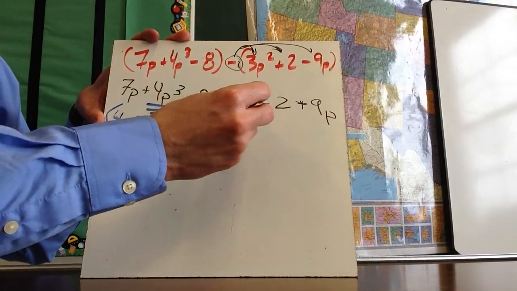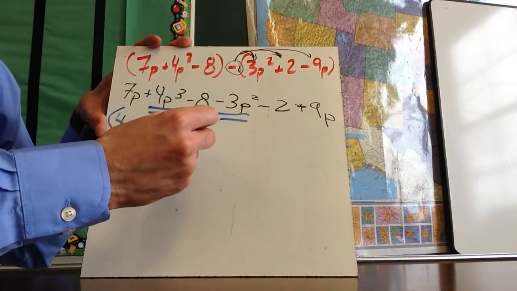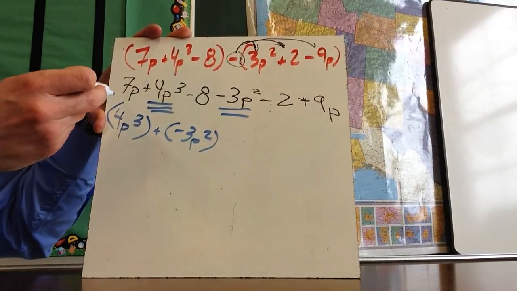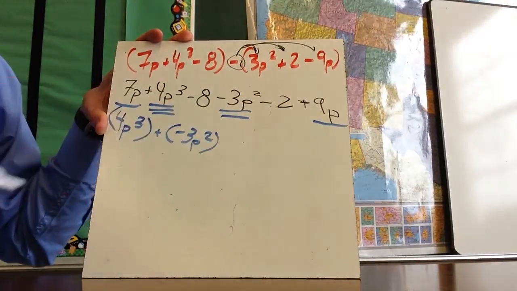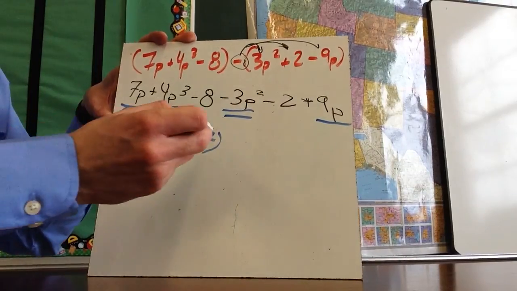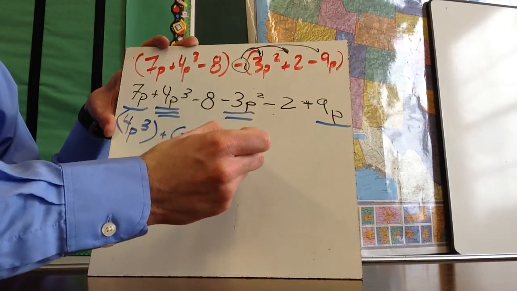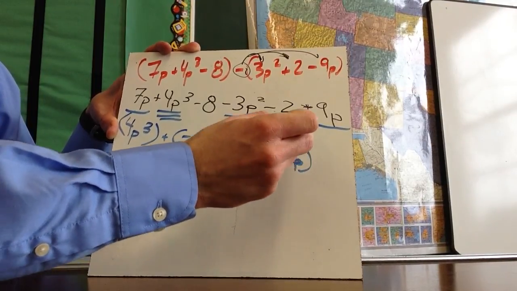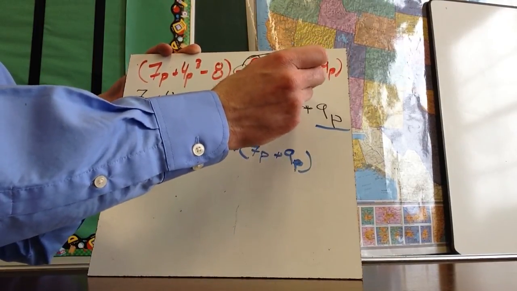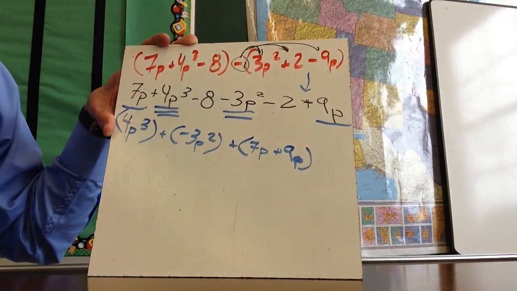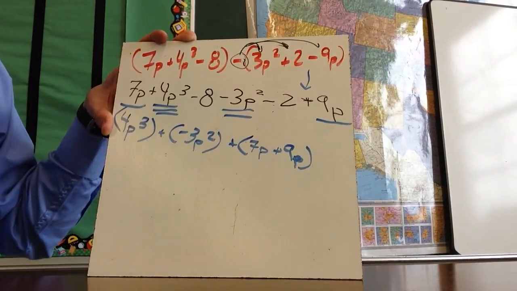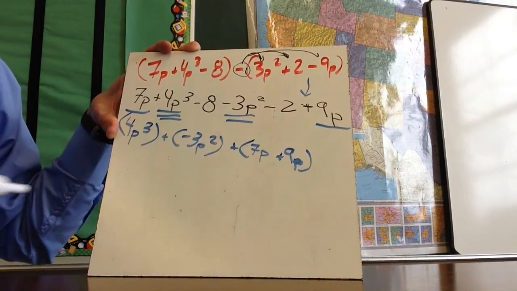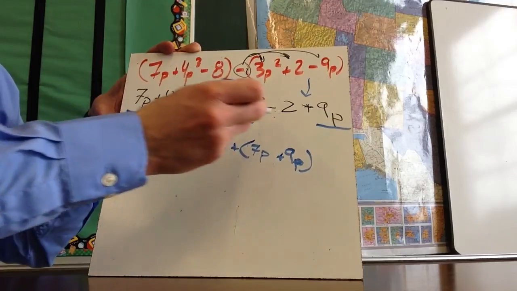I have this as my p squared, so this is plus negative 3p squared. Now I'm looking for a p, and that's here and here. So I got 7p plus 9p. Notice I'm using this and not this. It changed because of the negative 1, because I distributed. So it's plus 9p.